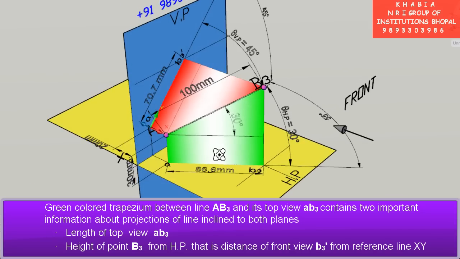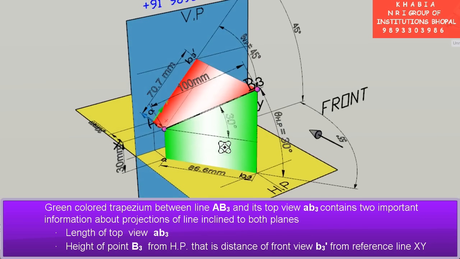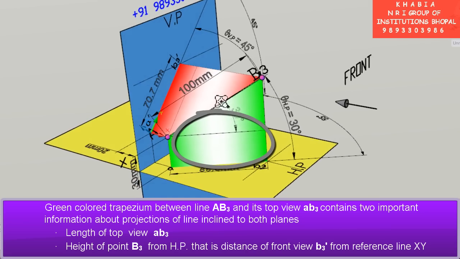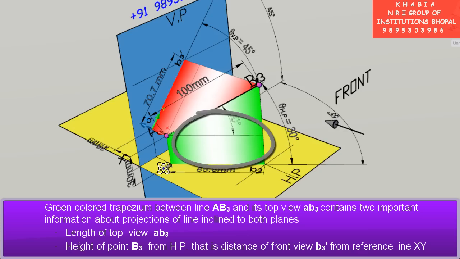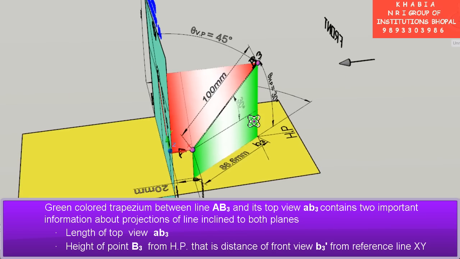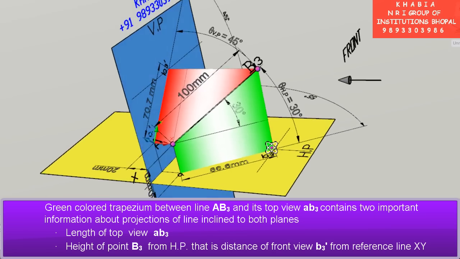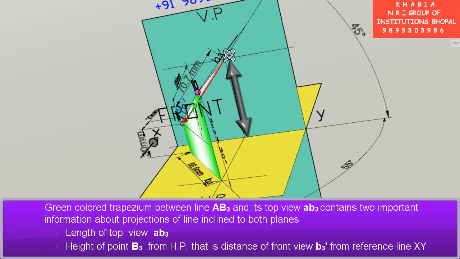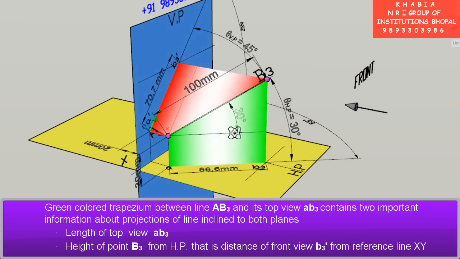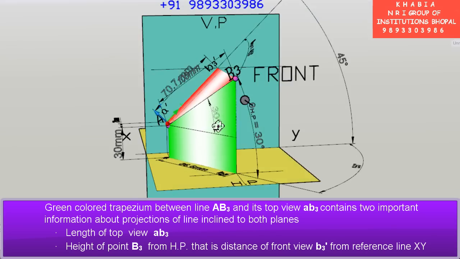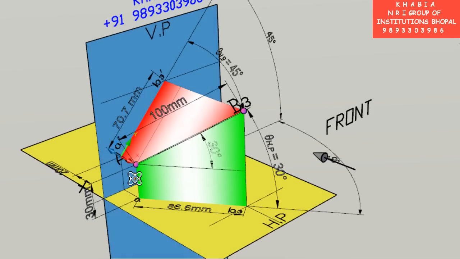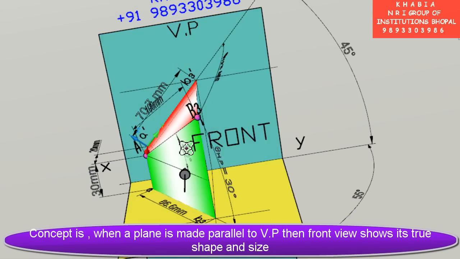If you observe the model carefully, then you can say that two pieces of information about the projections of a line inclined to both the planes are available in this green colored trapezium. This side of the green colored trapezium gives us the length of top view, and this vertical side gives us the height of B3 from the horizontal reference plane, or height of front view b3 dash from the horizontal reference line. If somehow we are able to find the true shape and size of this green colored trapezium in front view, we will get these two things. To obtain it, we simply revolve it about the AA axis until it becomes parallel to the vertical reference plane.